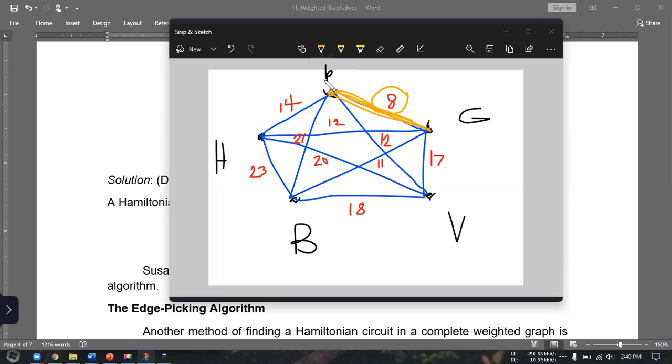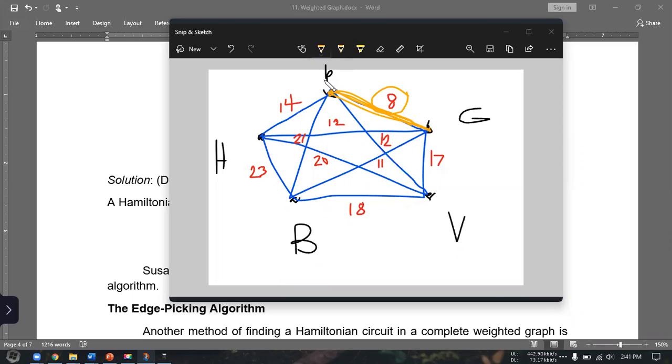Okay, this time our reference are the vertex P and the vertex G. You have to identify the edge with the smallest weight that is connected to either P or G. So we have two references. In the greedy algorithm, wherever vertex we are at, that is our only reference. But in the edge picking algorithm, you have to consider your end-to-end vertices, which in this case are the vertex P and the vertex G.